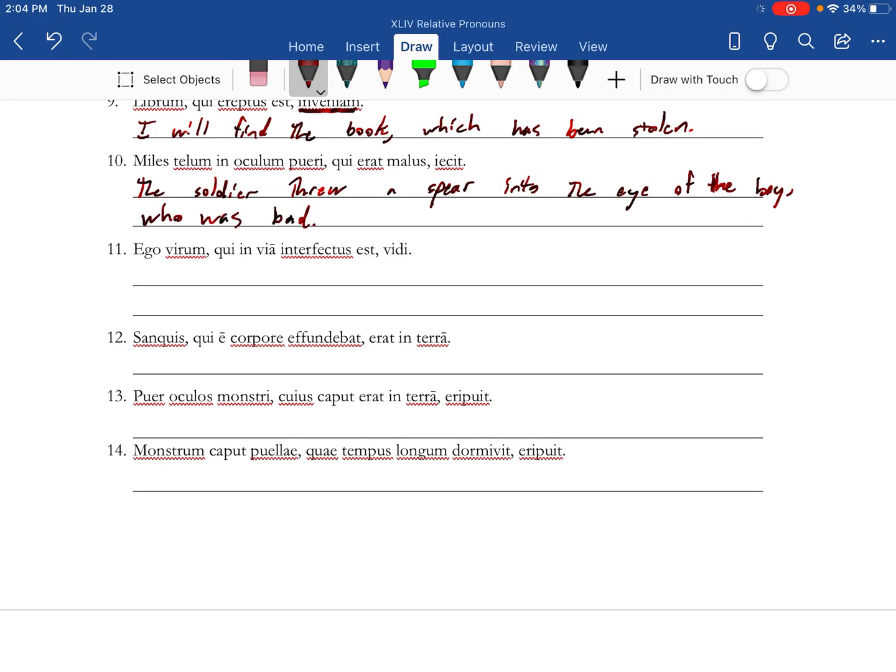This is going to be similar to number 9, except we do have the pronoun for I. So just because ego and viram are side by side, they don't go side by side in English. I saw the man who was killed in the road.